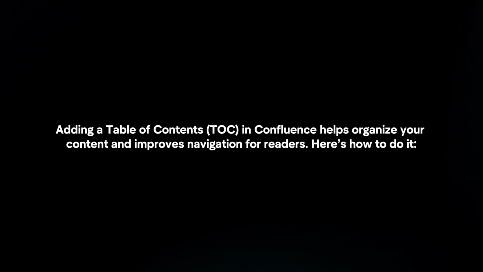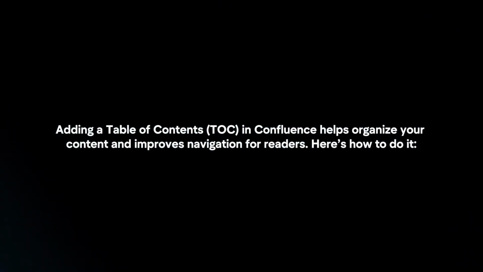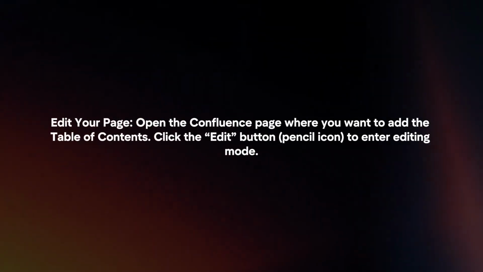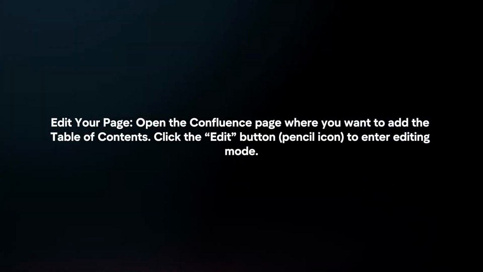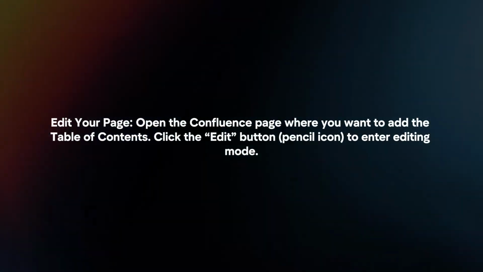Adding a table of contents in Confluence helps organize your content and improves navigation for readers. Here's how to do it. Edit your page. Open the Confluence page where you want to add the table of contents. Click the Edit button to enter editing mode.